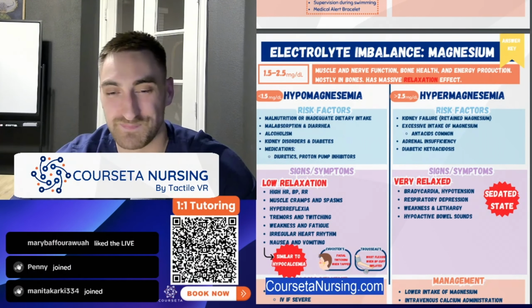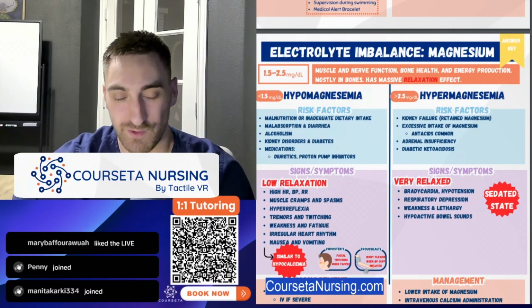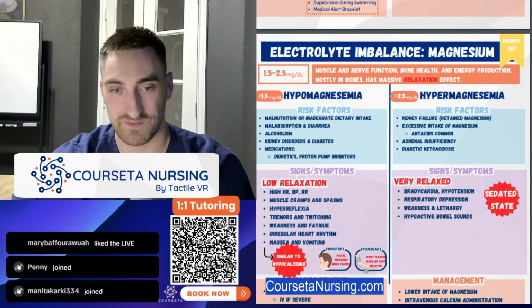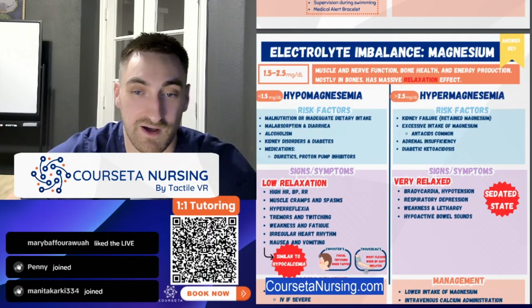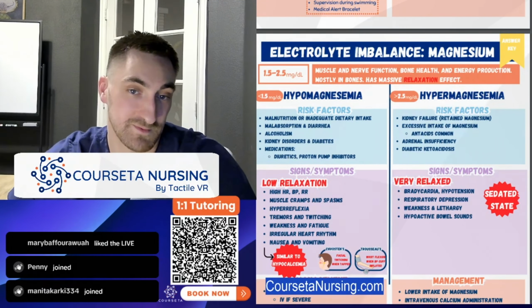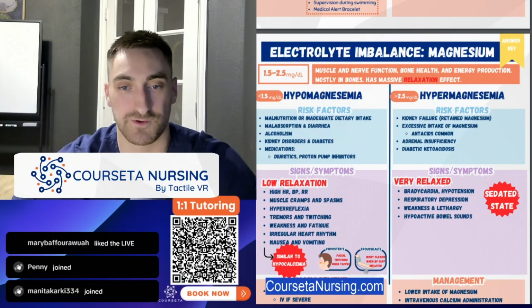All right, so what is magnesium? It also helps with muscle and nerve function, bone health, and energy production. But if you remember, it has a major relaxation effect. This is all going to make sense. Your normal magnesium level is 1.5 to 2.5. Your risk factors: of course, if you don't eat a lot of magnesium, you could be low in magnesium, or malabsorption and diarrhea. Alcoholism is another one they like to question about. Kidney disorders and diabetes. And then medications that could also, not as commonly, but could, diuretics and proton pump inhibitors too. Signs and symptoms.